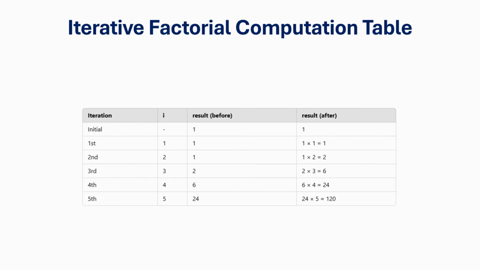Here is a breakdown of the iterative approach. The result starts at 1, then multiplies by each number up to n. So by the end we will get 120 as the factorial of number 5. So let's begin to code. I will show you how to code it, and we will see what we get as the result.